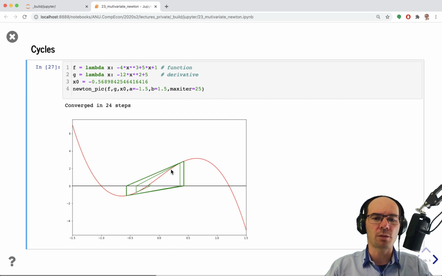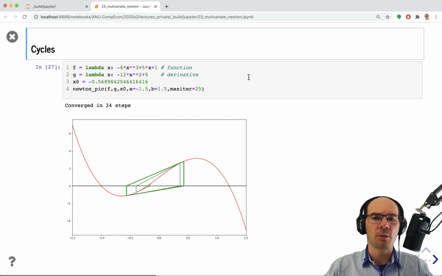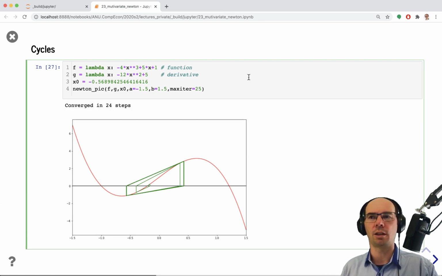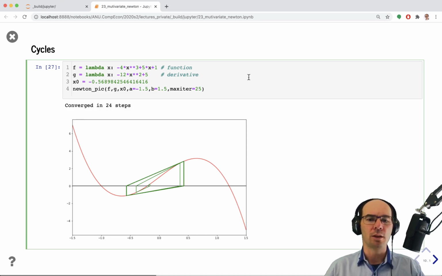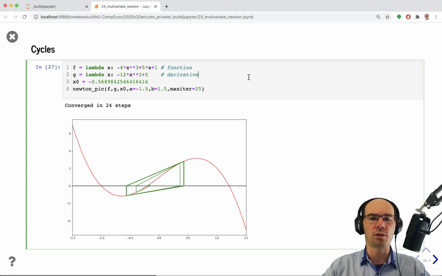But it starts very slowly because of this near-cycle condition. There are, on the other hand, cases where the cycles might be stable, and then Newton will just happily cycle over and over in the same direction.